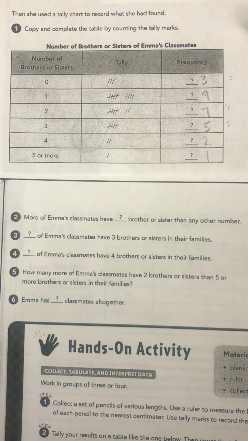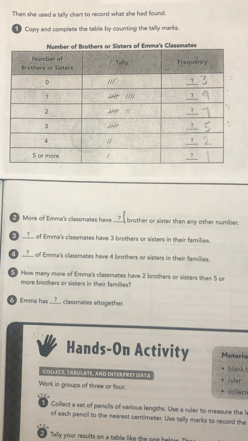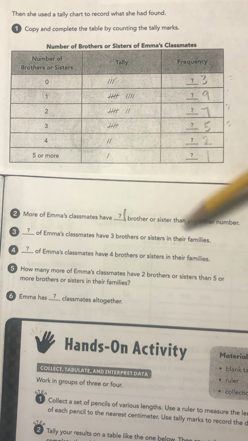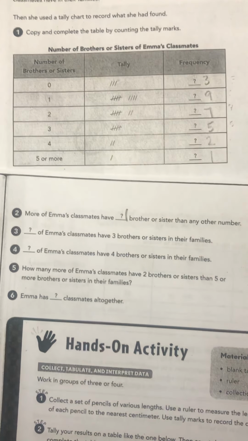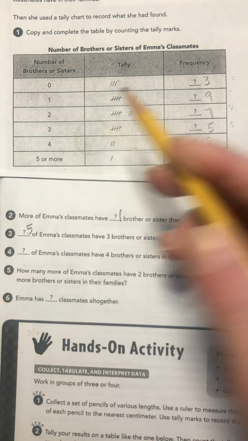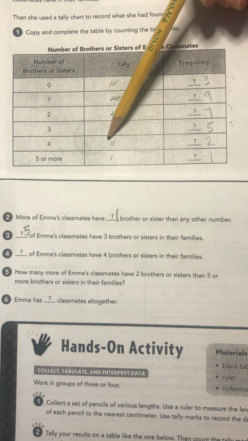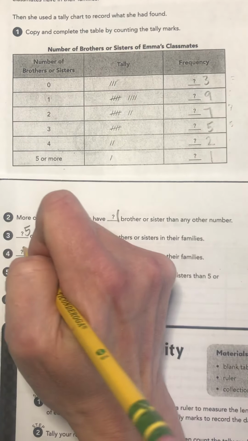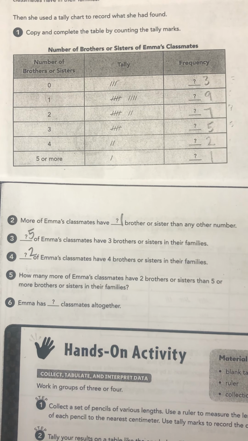Number 2, more of Emma's classmates have blank brother or sister than any other number. Which one is the most frequent? I would say that is the 9 students, so it would be 1. Blank of Emma's classmates have 3 brothers or sisters in their family. How many students have 3 brothers or sisters? 5. Blank of Emma's classmates have 4 brothers or sisters in their families. I would say 2.